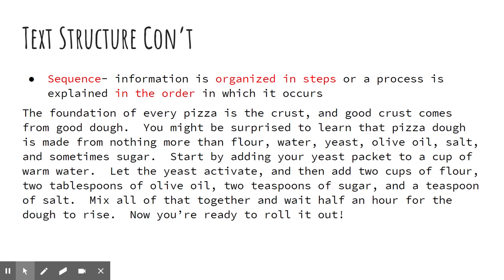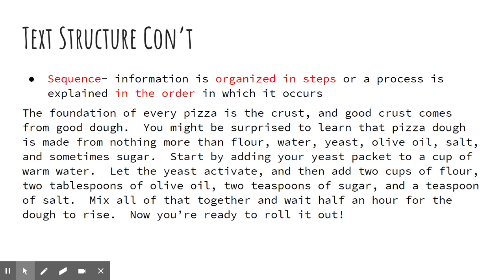Okay, so the foundation of every good pizza is a crust. A good crust comes from good dough. You might be surprised to learn that pizza dough is made from nothing more than flour, water, yeast, olive oil, salt, and sometimes sugar. Start by adding your yeast packet to a cup of warm water. Let the yeast activate and then add 2 cups of flour, 2 tablespoons olive oil, 2 teaspoons sugar, and a teaspoon of salt. Mix all of that together and wait for half an hour for the dough to rise. Now you are ready to roll it out.